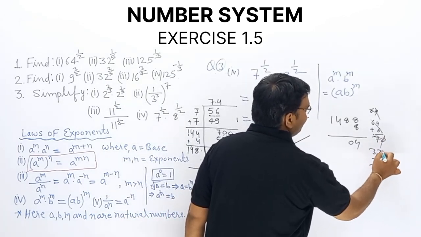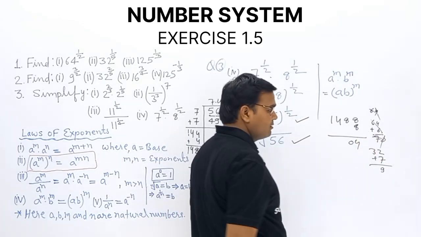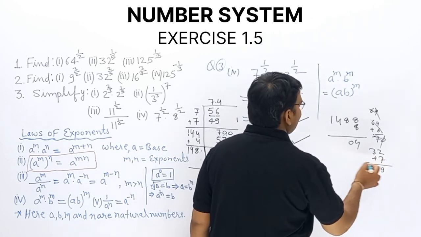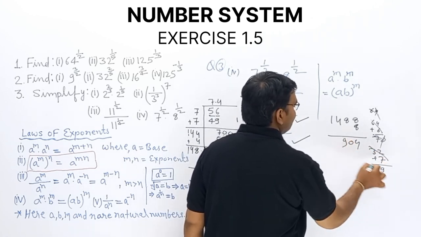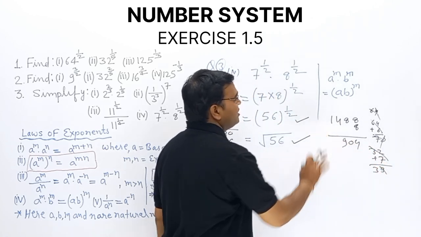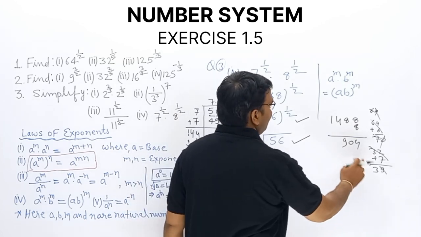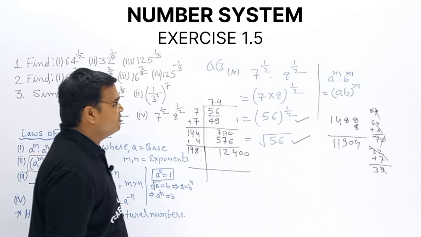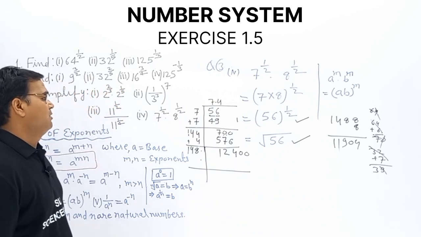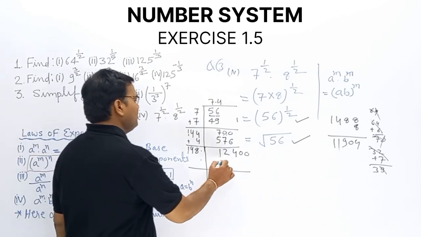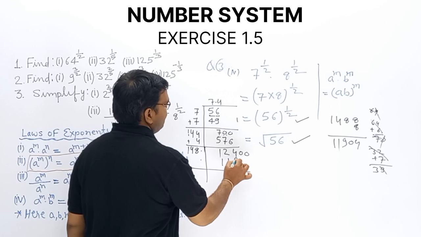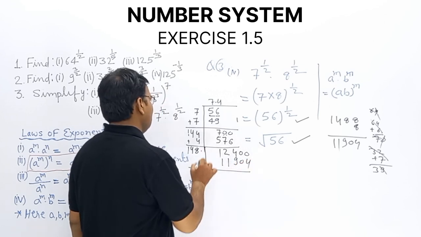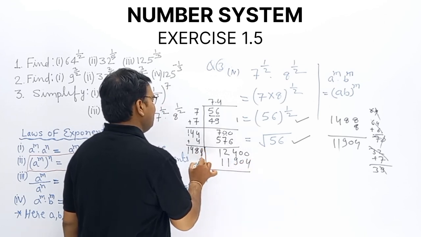What will be the result? 7 plus 2, 9 and 3, 39. So we will use 9 there. 3 is remaining. 8 1 is 8. 8 plus 3, 11. 11,904. Yes, we can use this one there. 11,904. There is 8 and 8.